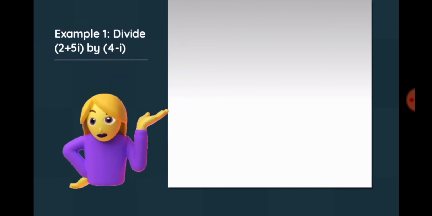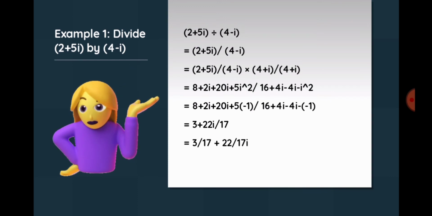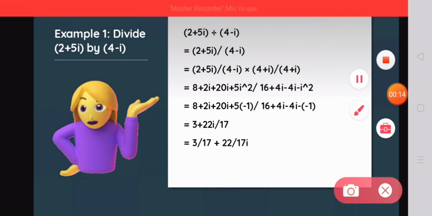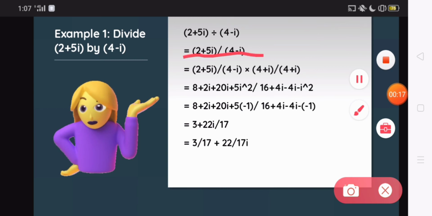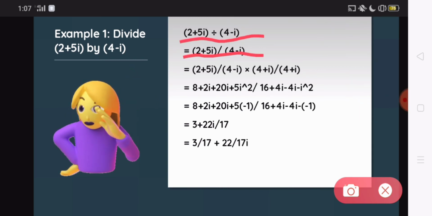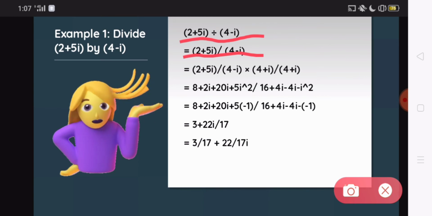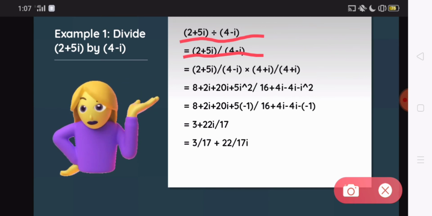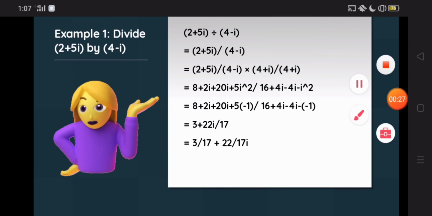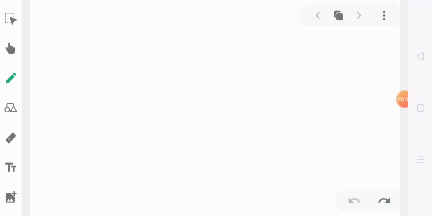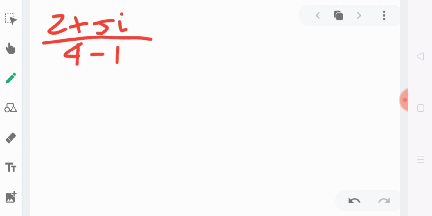Dividing complex numbers. So let us have an example on how to divide complex numbers. Divide 2 plus 5i by 4 minus i. So in dividing complex numbers, we begin by writing the problem as a fraction. So the problem is 2 plus 5i divided by 4 minus i. To be more clear, let us use the live board.